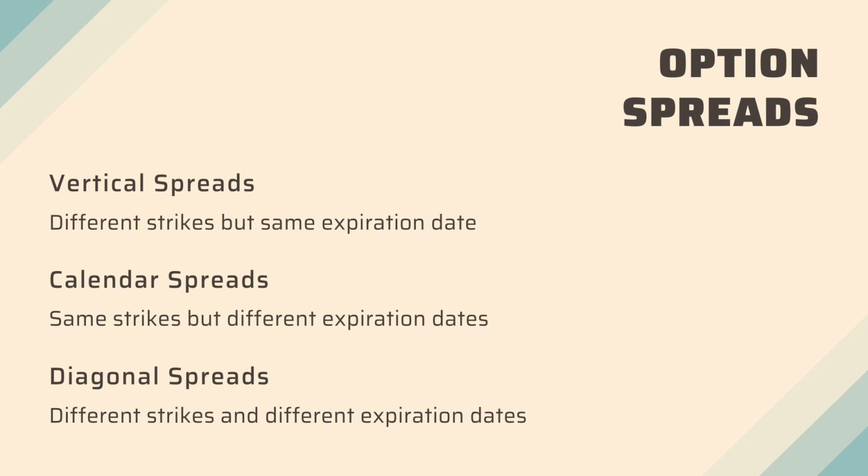There are three basic types of spreads: vertical spreads, calendar spreads, and diagonal spreads. Vertical spread is an option spread involving both a long and a short option with different strike prices but the same expiration date. Whereas calendar spread is an option spread involving both a long and a short option with the same strikes but different expiration dates. And the third type, diagonal spread, is a combination of a vertical and a calendar spread. It is an option spread involving both a long and a short option with different strikes and different expiration dates.